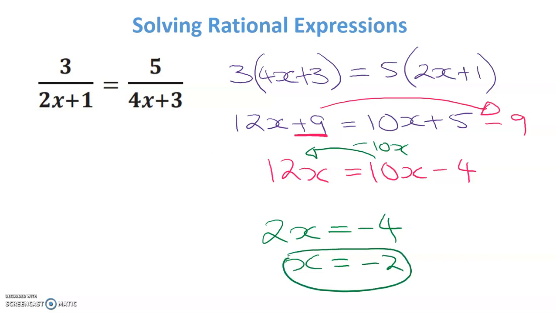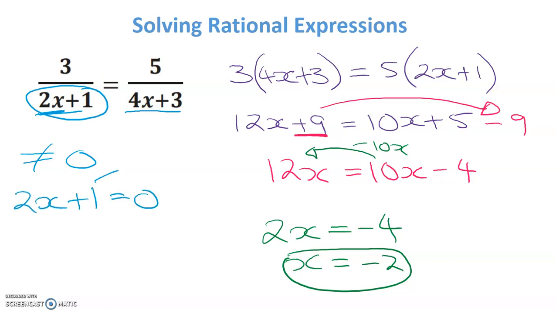Now before you're happy with that as your answer, you need to consider the restrictions on x. That is what it can't be. We know our denominator can never equal 0 because we can't divide by 0. So we need to determine what value of x would allow for that to happen. To do that, you could always just make it equal 0 and then solve. So 2x is going to equal negative 1. x equals negative a half. So x is not allowed to equal negative a half.